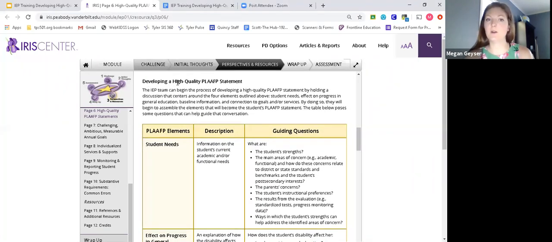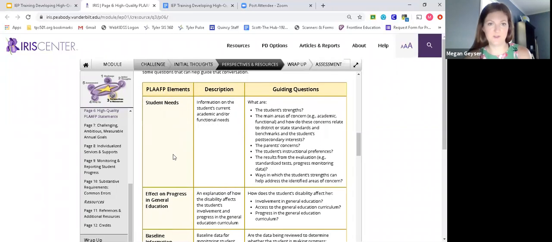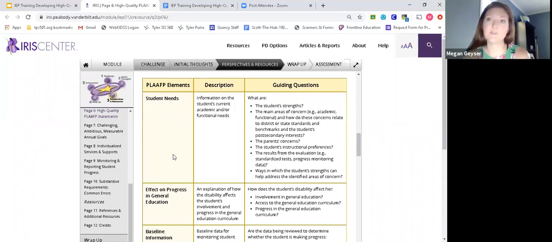So developing high quality PLAAF statements. And it has a breakdown of the PLAAF elements that we just went into detail, what is necessary for a high quality PLAAF. So that element is here, a description of it, and then guiding questions that the team can begin asking each other when writing a high quality PLAAF. We've talked a little bit about it, but I just really liked the visual of the document here and being able to see each component listed out nicely and organized in an easy way to read it.